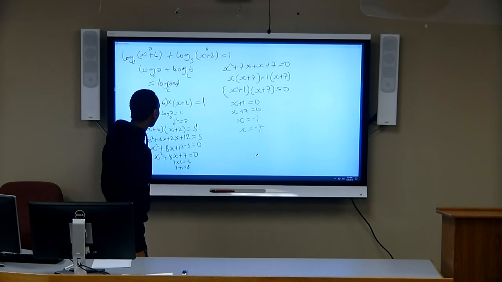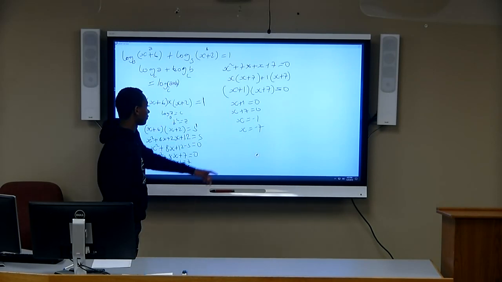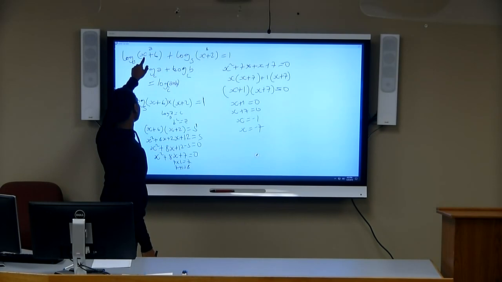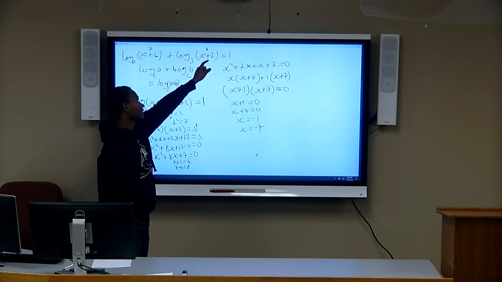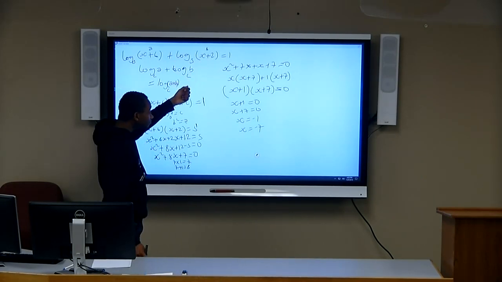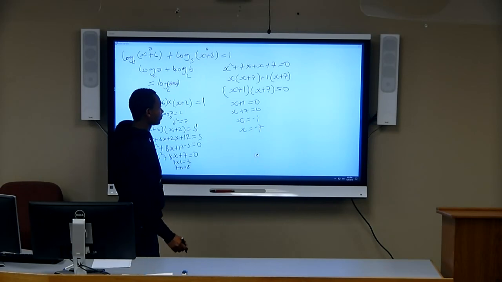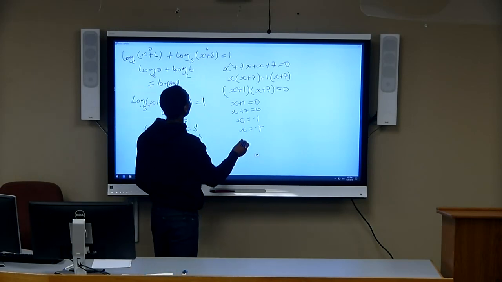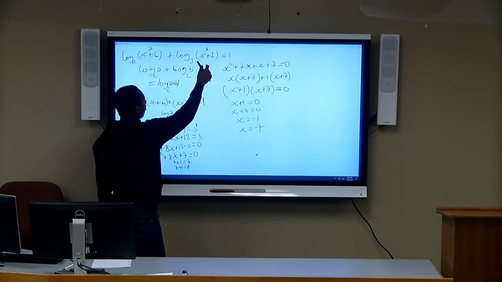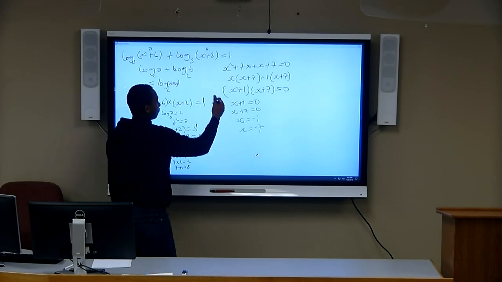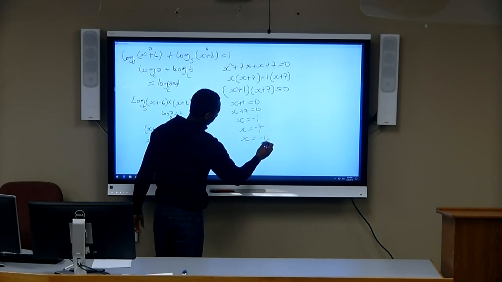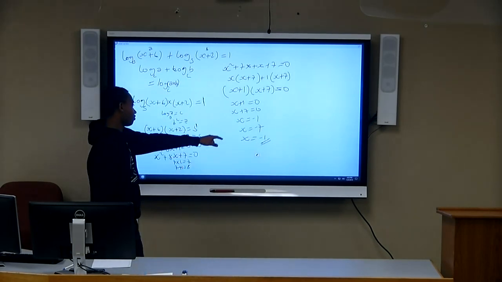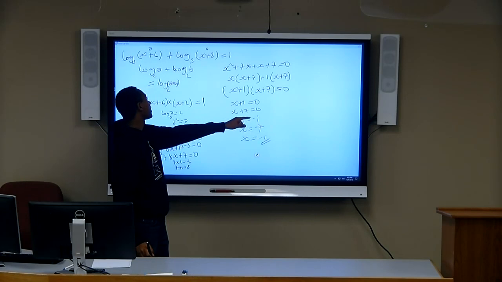So let's see if all these answers are going to work here. If we put -1 here, -1 plus 6 is +5, and -1 plus 2 is +1. So it means x is a possible answer because we can get the logarithm of all positive numbers. So x is equal to -1. That is right.